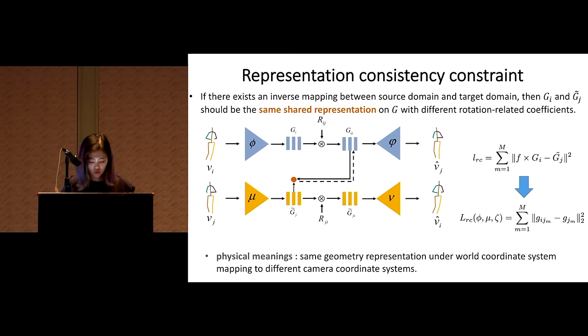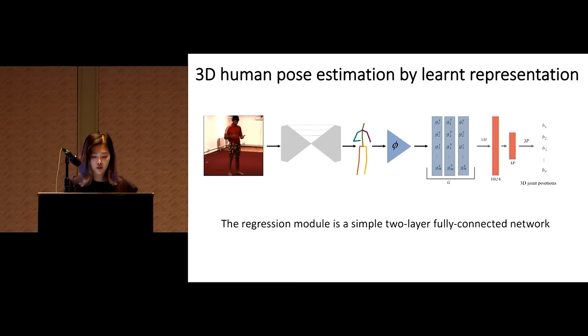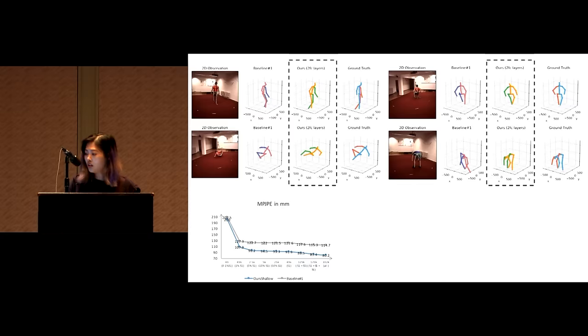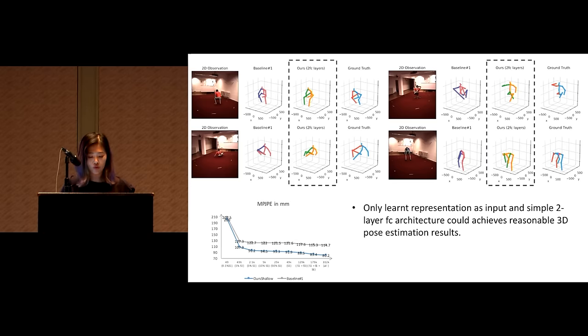As a result, features of the implausible process could be detailed. Once we learn the representation, we could use a simple two-layer fully connected network to regress the final 3D pose. And here we show some results. As shown in the slides, these two FC architectures could achieve reasonable 3D pose estimation results. And the figure on the left bottom of the slide shows that this representation could preserve the property of being robust to different amounts of 3D training samples.